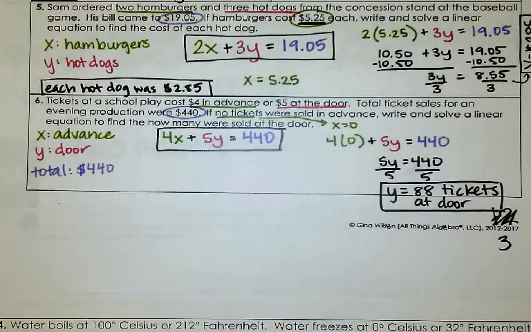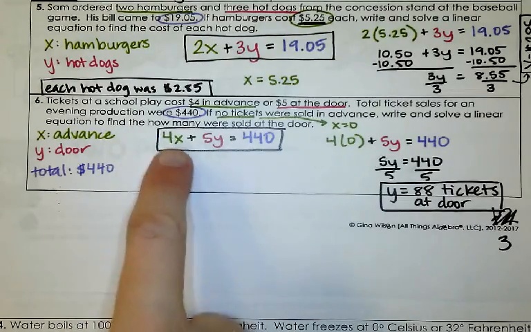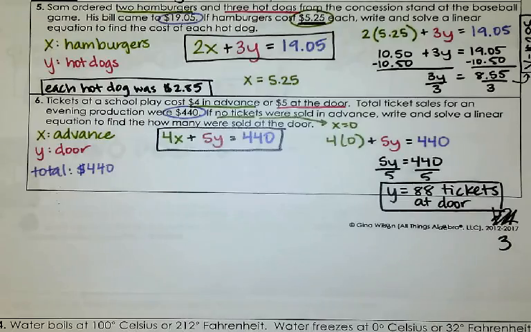Tickets at the school play cost $4 in advance, $5 at the door. Total ticket sales for the evening were $440. So if we were going to write our equation, it would be 4x plus 5y equals 440, because it was $4 for my advance ones and $5 for my door ones. And then they said if no tickets were sold in advance, then your x is 0. So 4 times 0 plus 5y equals 440. So 440 divided by 5 means that we had 88 tickets sold at the door.